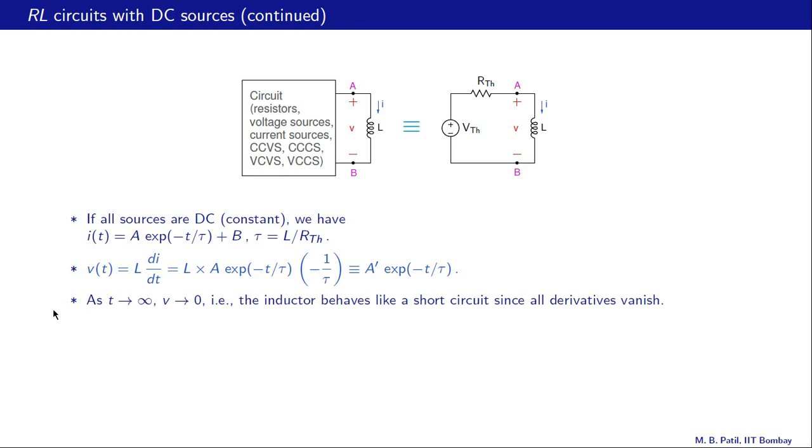What happens as t tends to infinity? As t tends to infinity, this e raised to minus t by tau tends to 0, and therefore the voltage across the inductor becomes 0. And what is the meaning of that? When the voltage here is 0, that means it is just like a wire with no voltage drop across it. So the inductor behaves like a short circuit.